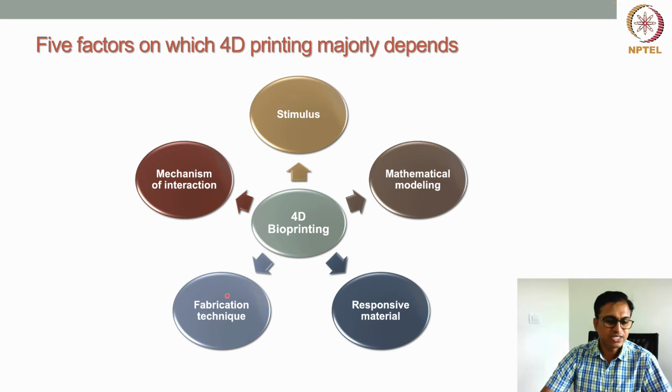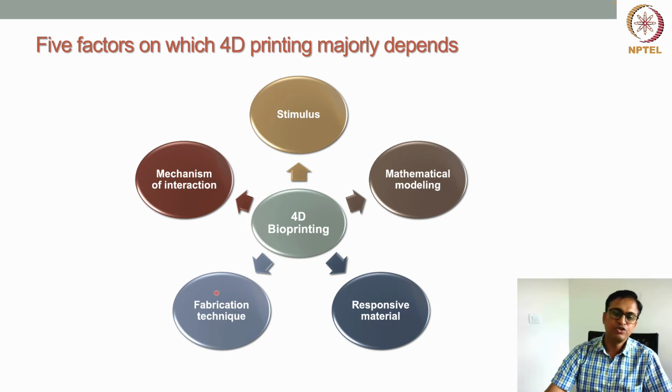Now, fabrication technique is a very important factor for 4D bioprinting, because all these different structures we are making have to be printed by either some 3D bioprinting or 3D printing techniques. Only if we use 3D printing techniques to fabricate the structures can 4D bioprinting be employed. So the changes can happen or can be applied later on only if we use certain fabrication techniques. That's why fabrication technique is another important factor for 4D bioprinting.